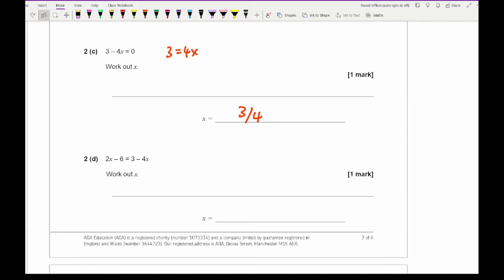And then for question D, in terms of 2x minus 6 equals 3 minus 4x, all we're looking for is the intersection point. Now, with some rearranging, we should have the answer of 1/2.